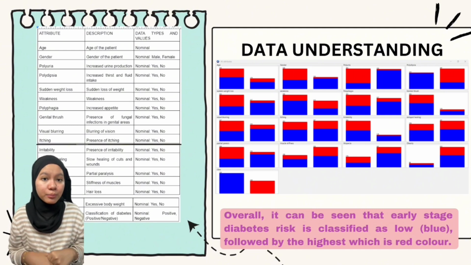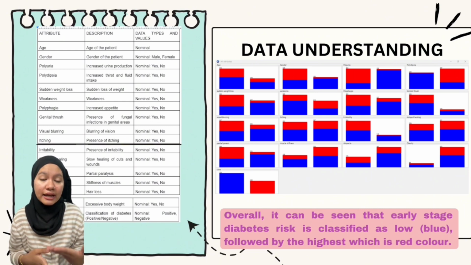polyuria, polydipsia, sudden weight loss, weakness, polyphagia, genital thrush, visual blurring, itching, irritability, delayed healing, partial paresis, muscle stiffness, alopecia, obesity, and class. The description is to describe the attributes that I had said before. And lastly, data type and value. All the data types are the same, which is all attributes' data type is nominal.